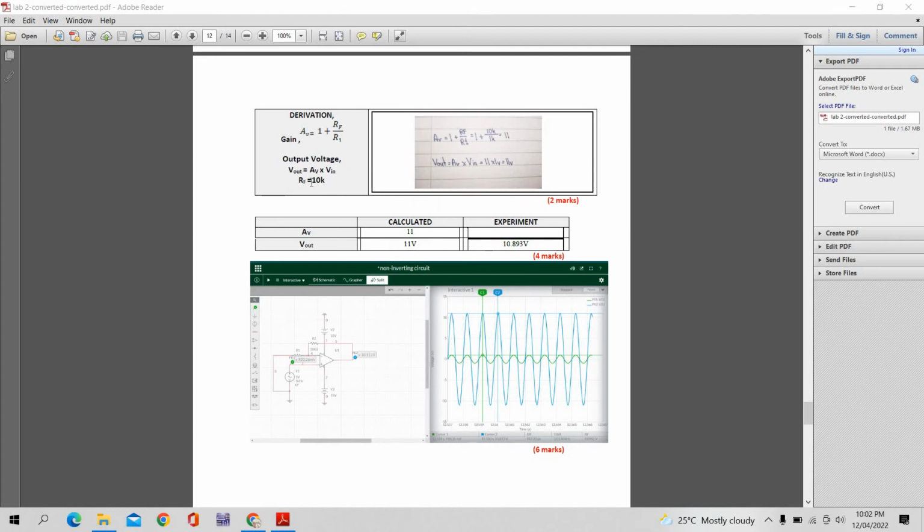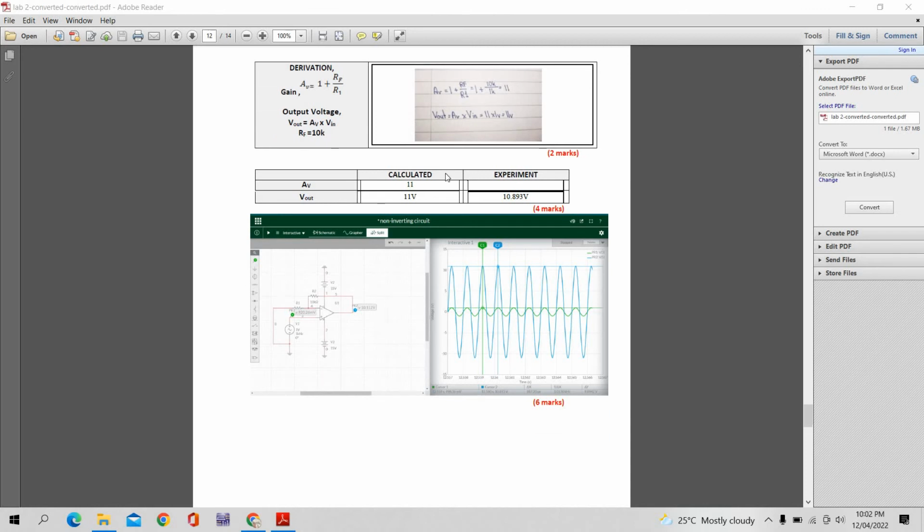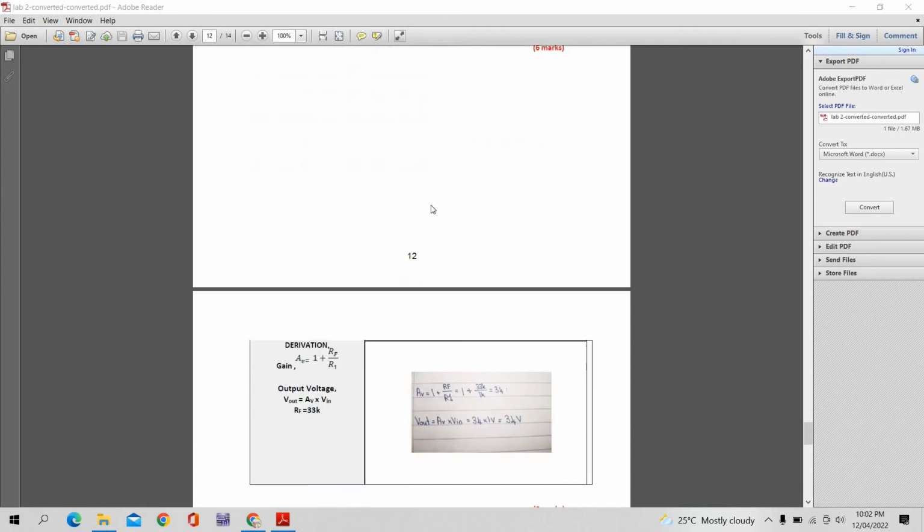For RF equal to 10k, we have used the same formula as above, and we found the gain is 11 and the V out is 11 volt. From the circuit we found the V out is 10.893 volt, so it's almost the same as the calculated value.